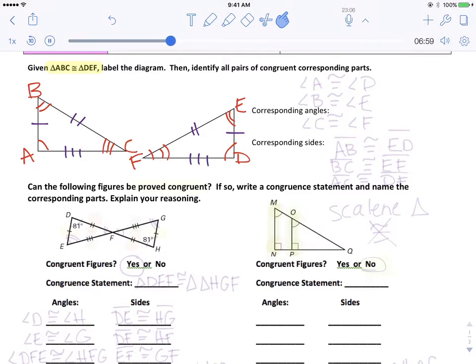So when I'm looking at my corresponding angles, angle A is congruent to angle D. Angle B is congruent to angle E, and angle C is congruent to angle F.